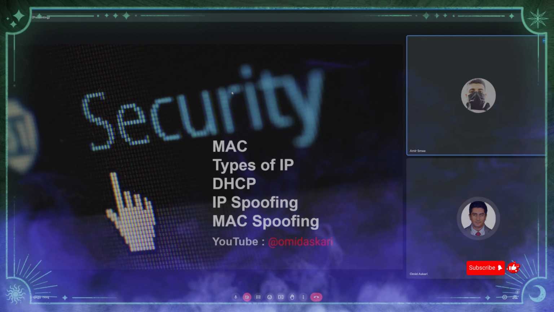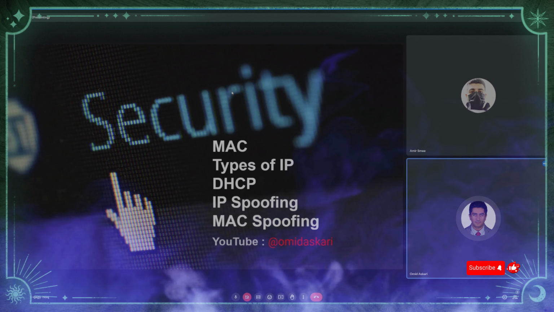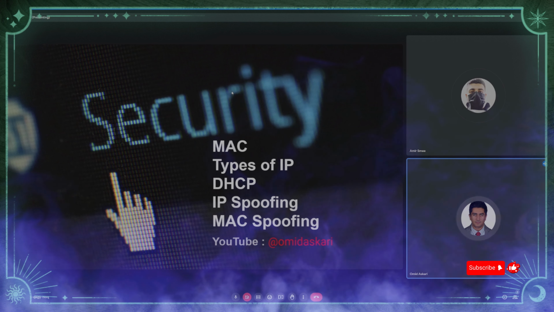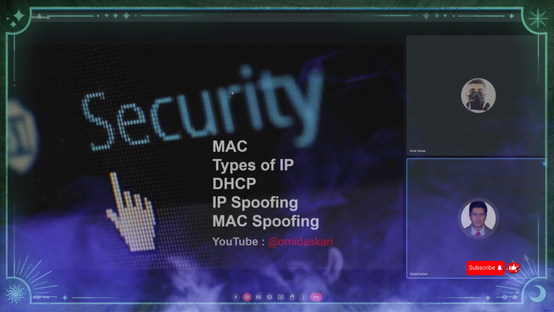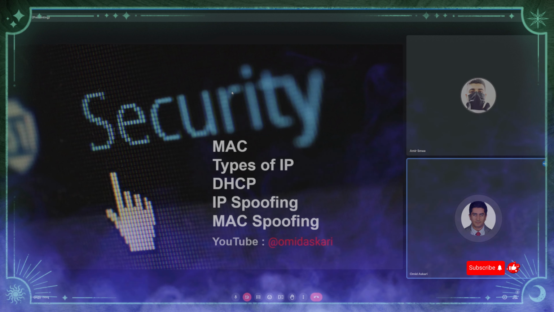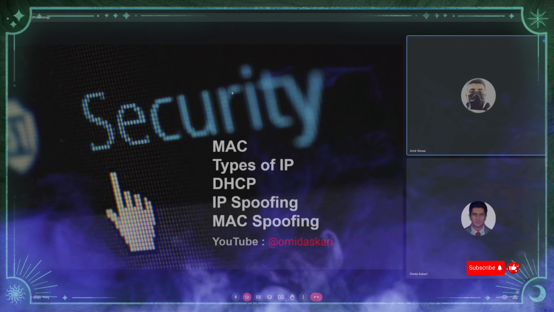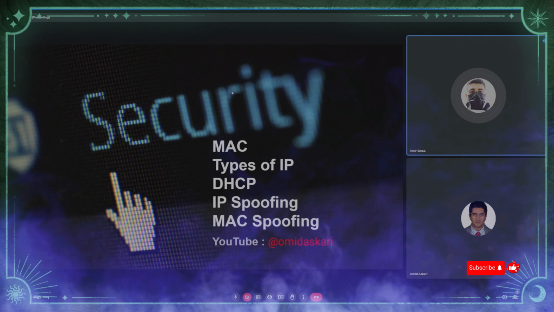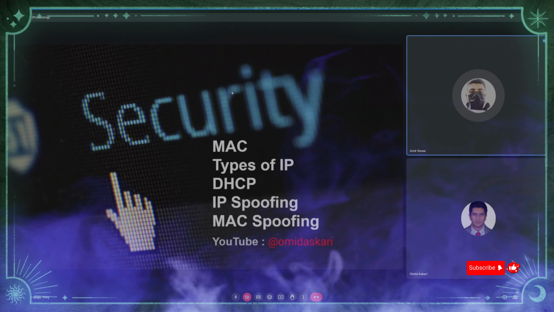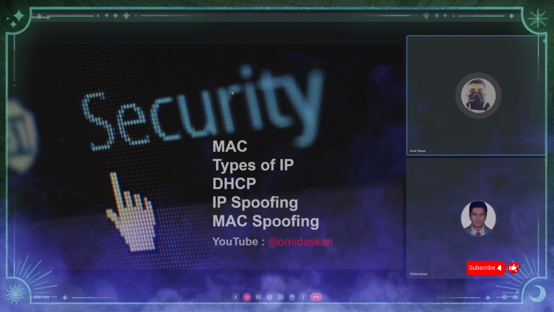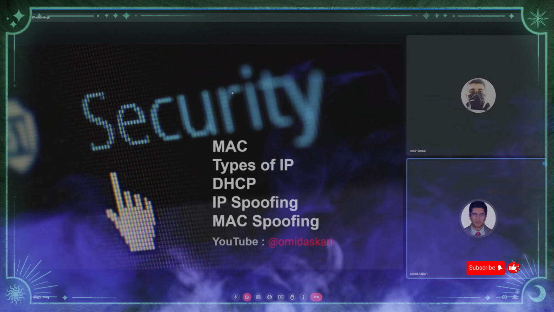Questions for advanced learners. Question one: what are some of the advanced attack techniques that use IP and MAC spoofing? I think if an attacker wants to do DDoS attacks and man-in-the-middle attacks. And session hijacking, man in the middle, and some blind attacks. That's it.